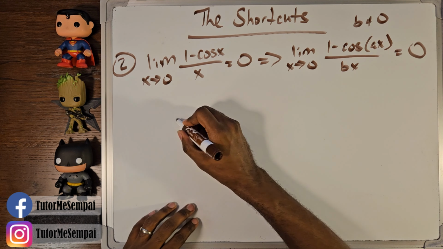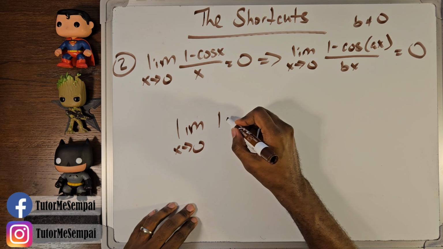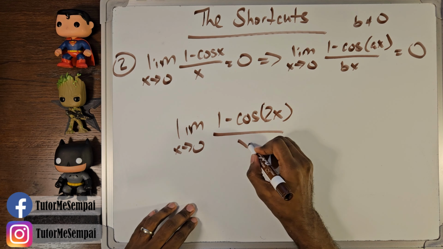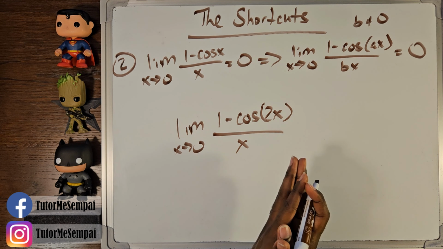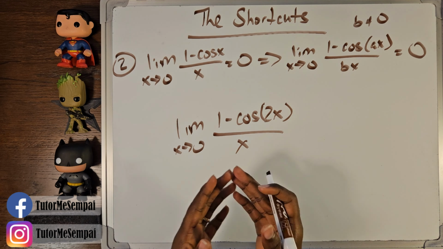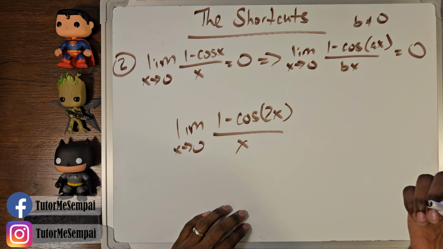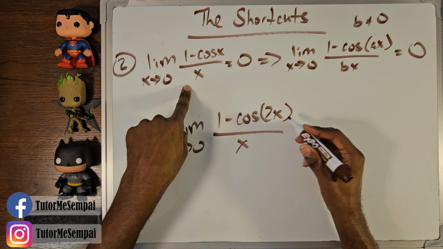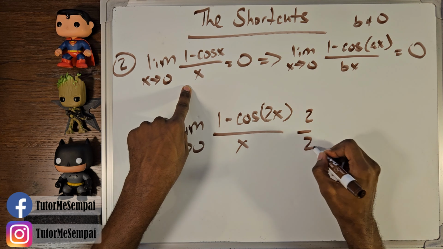Let's say you had the limit as x goes to 0 of 1 minus cosine 2x all over x. Now we're saying that this is going to be 0. But the first step we have to do is try to figure out why that's true. So let's multiply top and bottom by what to make it look like this. So we have a 2 inside. So we're going to multiply top and bottom by 2.